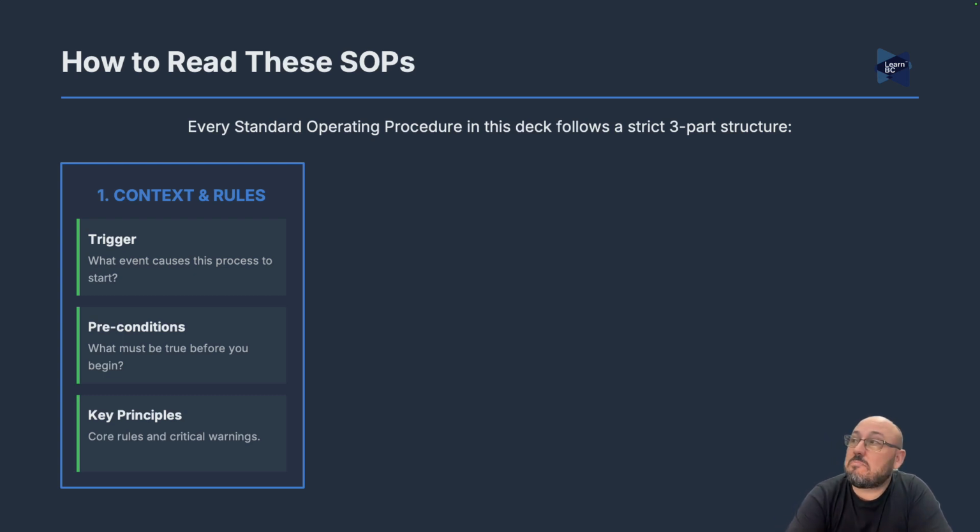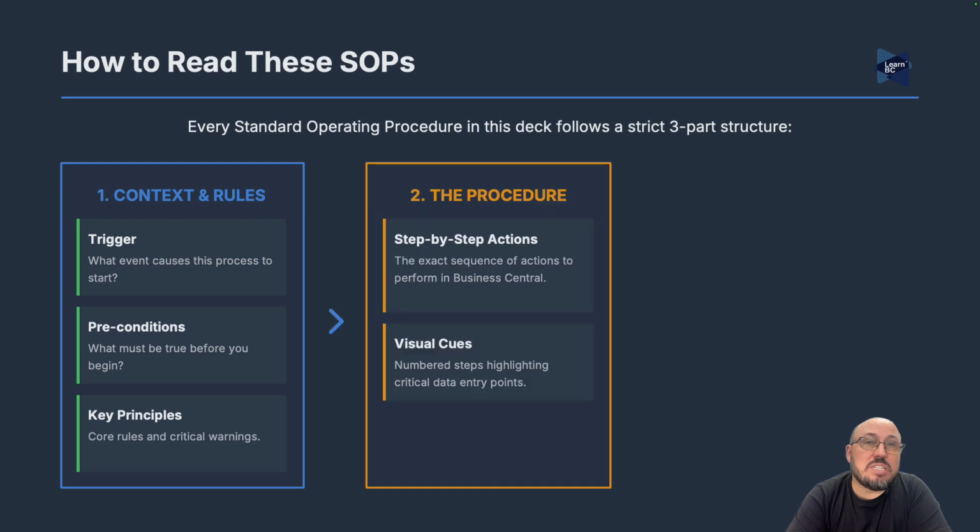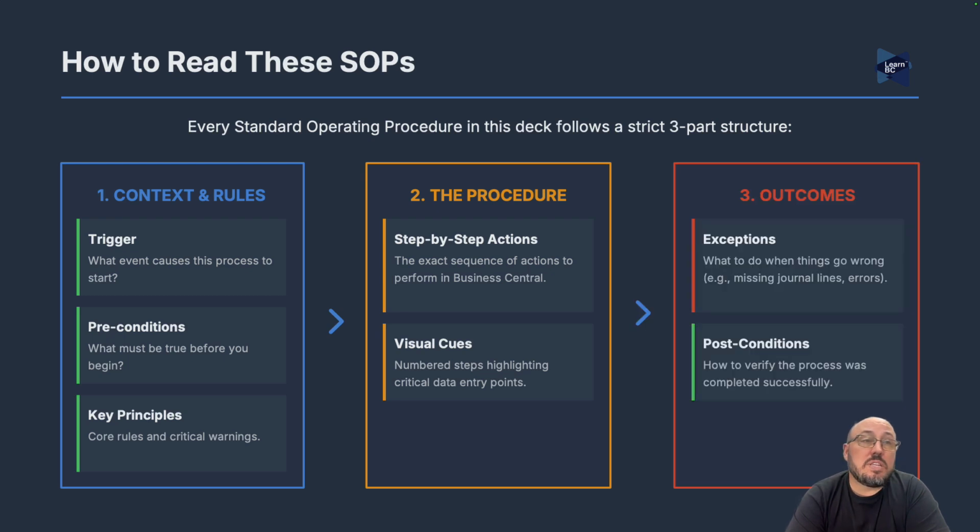So what was the trigger, the preconditions, and the key principles. Then we step through the SOP, depending on how many steps they are. Most of this series has 6. Then we'll do an actual demo. We then flick over to the outcomes and talk through exceptions if it fails, and then post conditions if it succeeds.